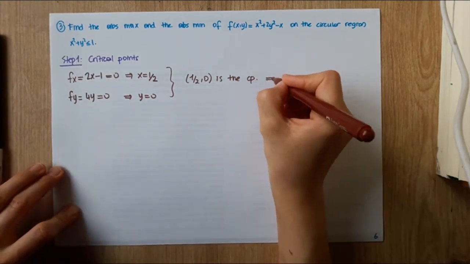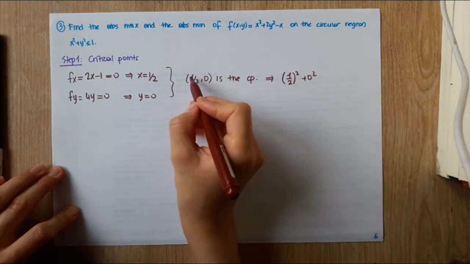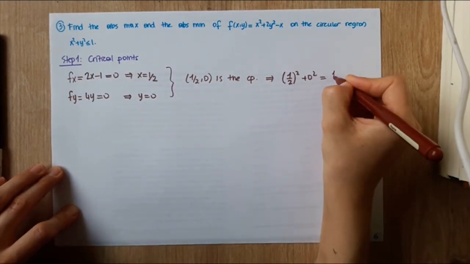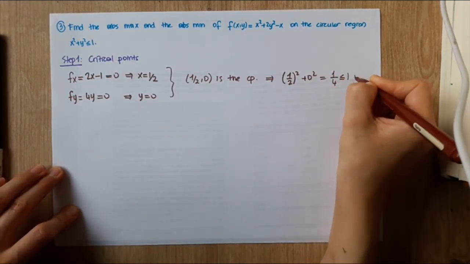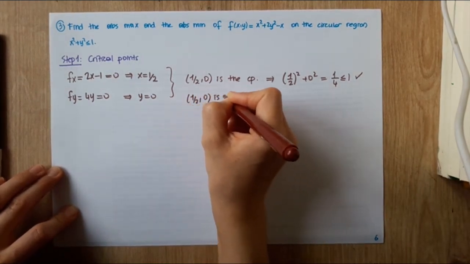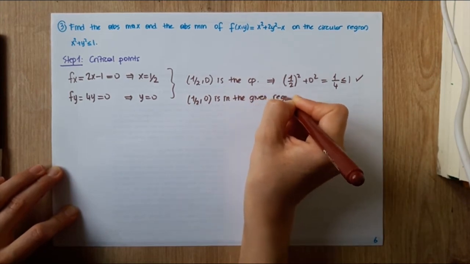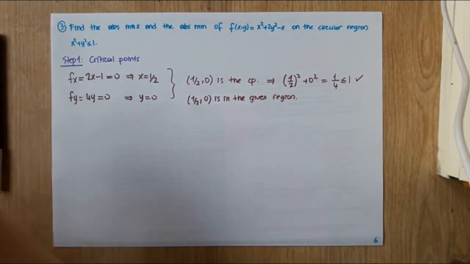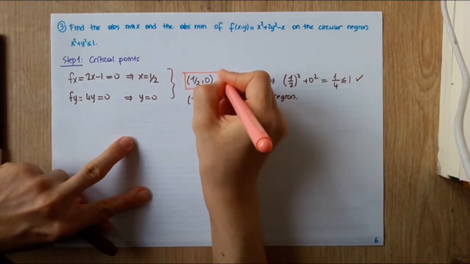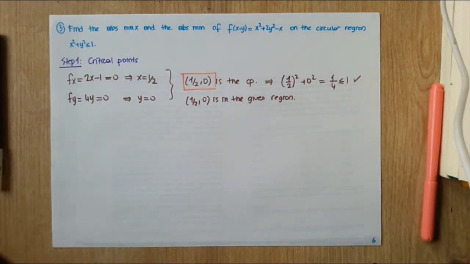So to do this, I will substitute these numbers here, and I will obtain 1 over 4, which is less than or equal to 1, so it is okay. The point 1 over 2, 0 is in the given region. So I will deal with this point at the next step, at the final step.